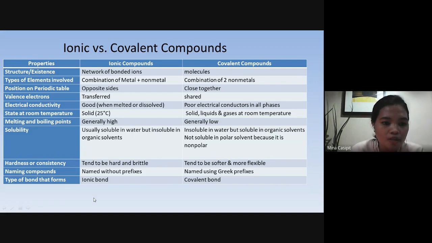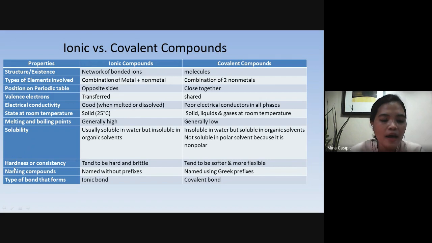Next property, we have hardness or consistency. Usually yung mga ionic compounds, they tend to be hard and brittle. So mga matitigas silang mga compounds or items. And for covalent compounds naman, tend to be softer and more flexible. So ano nga ba yung mga items or mga gamit sa bahay na matitigas? Or ginagamit sa paglalaba, ginagamit sa paghuhugas. And ano yung mga bagay na mga malalambot or flexible?